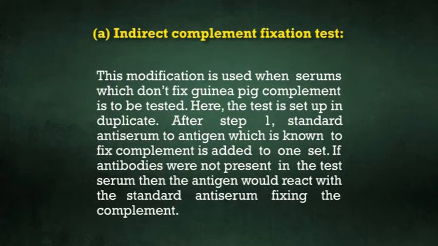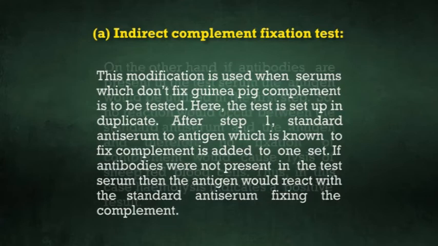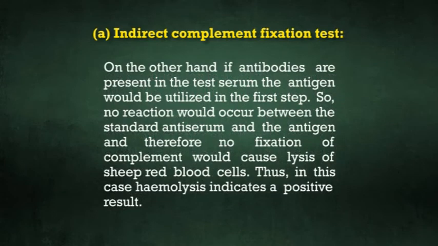If antibodies were not present in the test serum, then the antigen would react with the standard antiserum, fixing the complement. On the other hand, if antibodies are present in the test serum, the antigen would be utilized in the first step. So, no reaction would occur between the standard antiserum and antigen, and therefore no fixation of complement would occur, and the complement would cause lysis of SRBCs. Thus, in this case, hemolysis indicates a positive result.